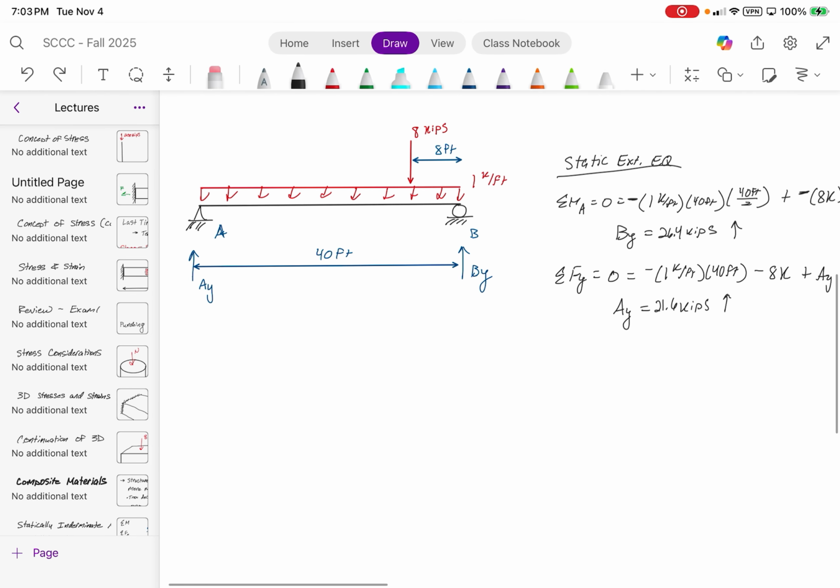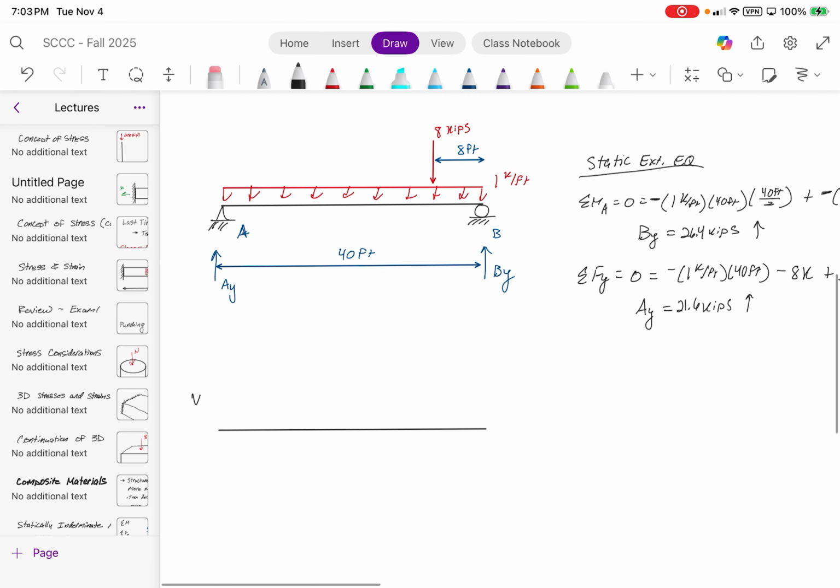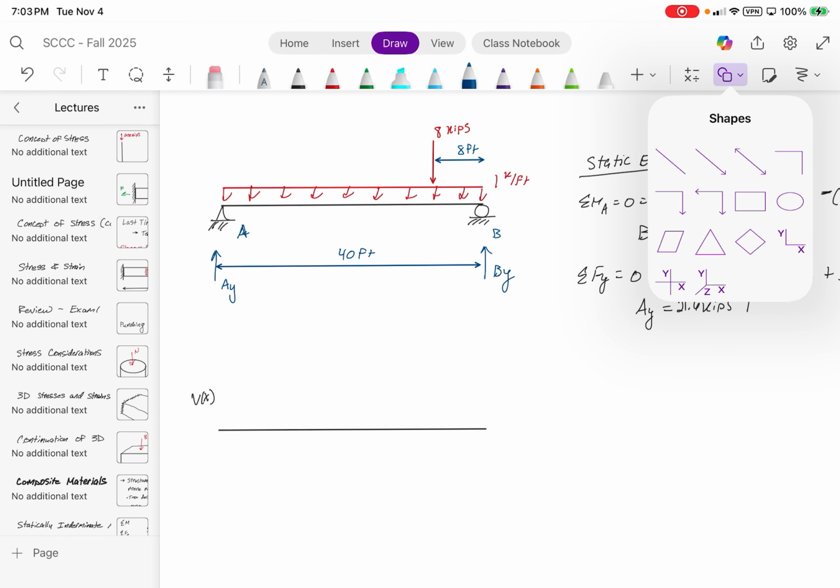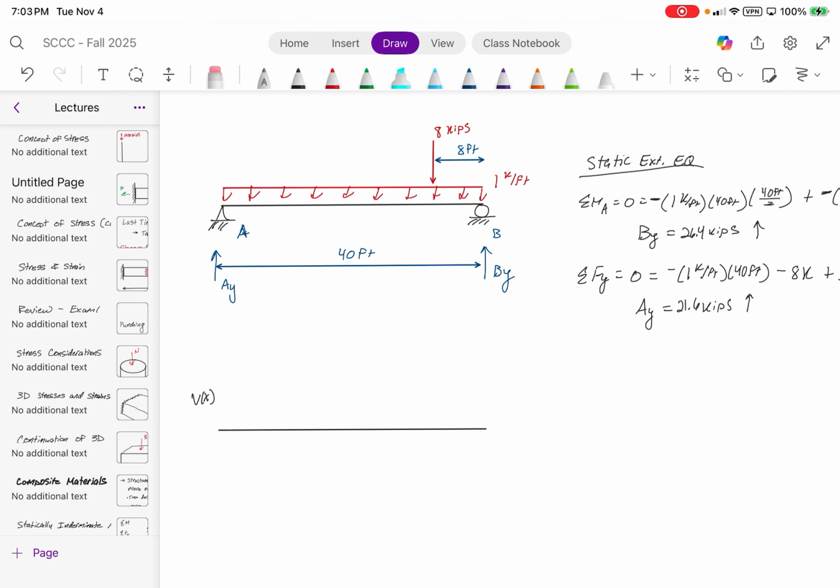All right. From here, we draw our shear force and bending moment diagrams. Start out with the shear force diagram, and follow tip to tail. AY goes up 21.6. From here, you calculate the shear at various points. Our next point of interest, we'll call V1, is going to be where this point load is.